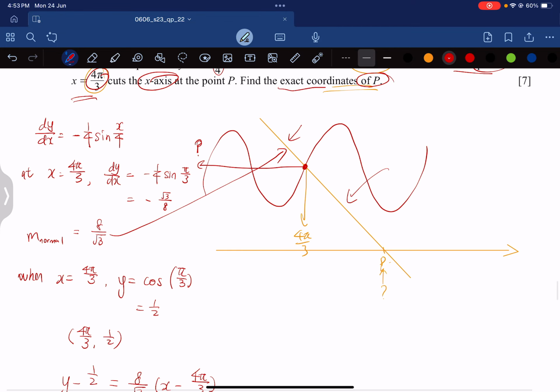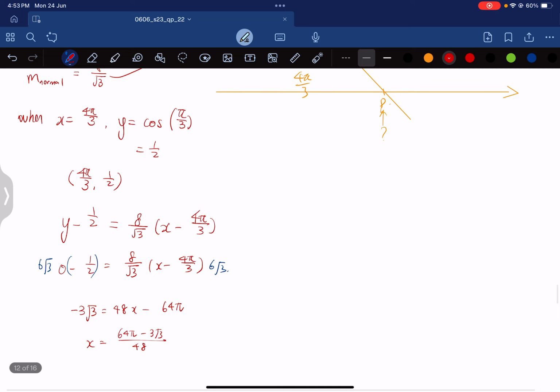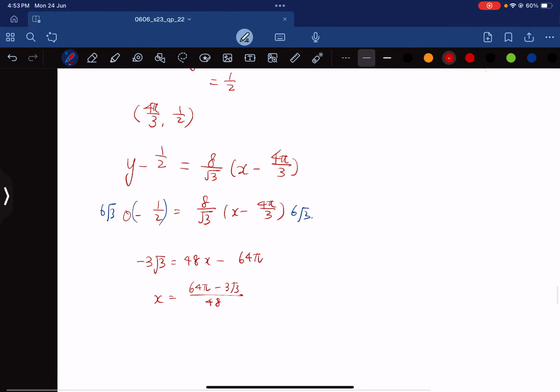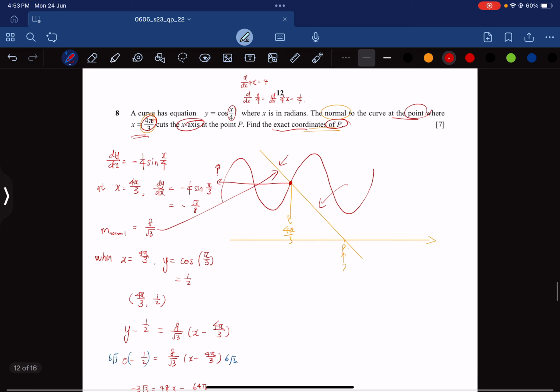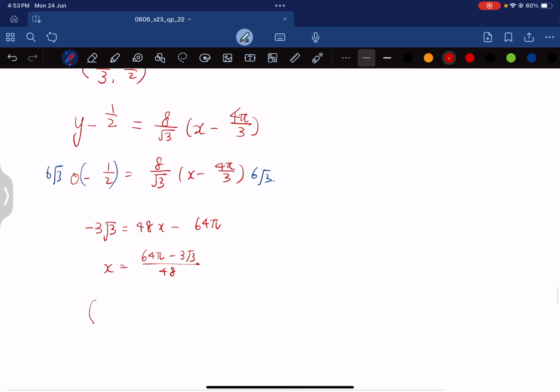Find the exact coordinate of point P. Okay, so let's see. What is the y coordinate? The y coordinate of this point would be 0, right? 0 because it is the x-intercept. So the point is 64 pi minus 3 root 3 over 48, 0.